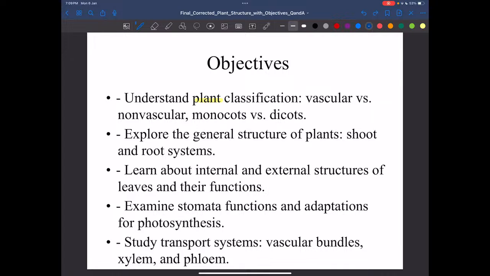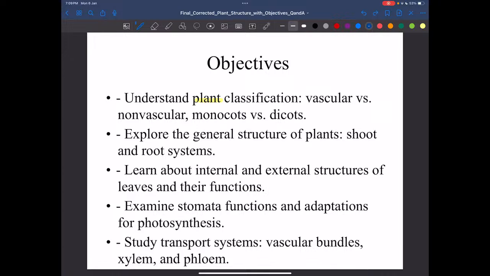So let's begin. Today we're going to be looking at the following objectives. We're first going to understand plant classification, how we classify plants into different groups. We can classify them into either vascular or non-vascular, monocots versus dicots, and also flowering versus non-flowering plants. We can also have woody and non-woody. There are several different classifications of plants, and we're going to be focusing on these two in this video.